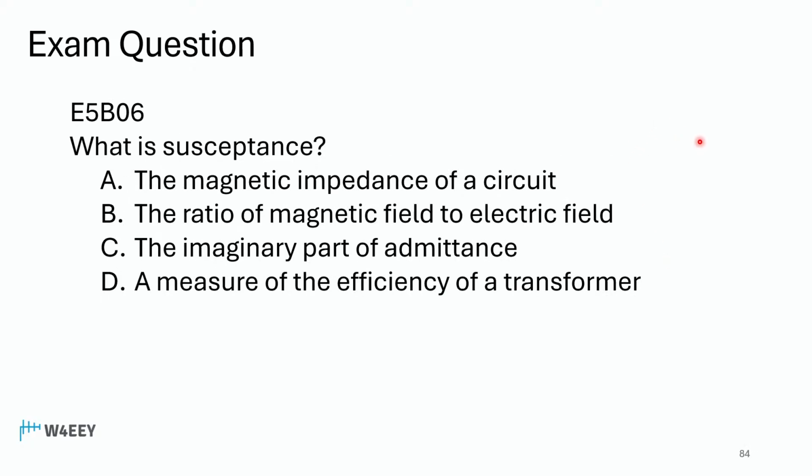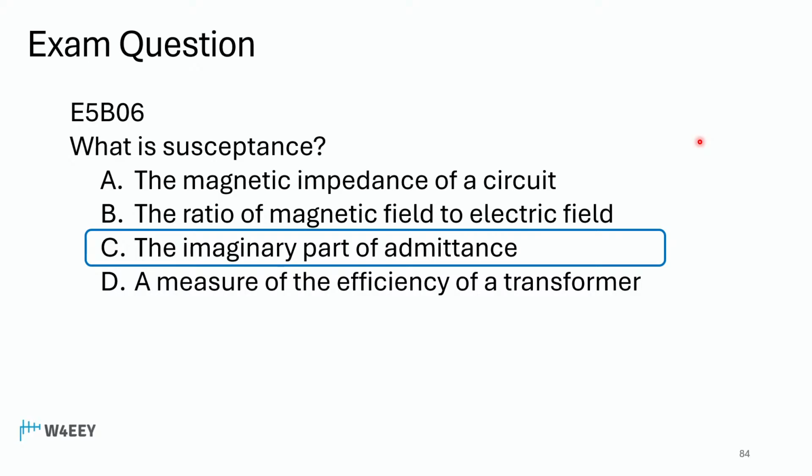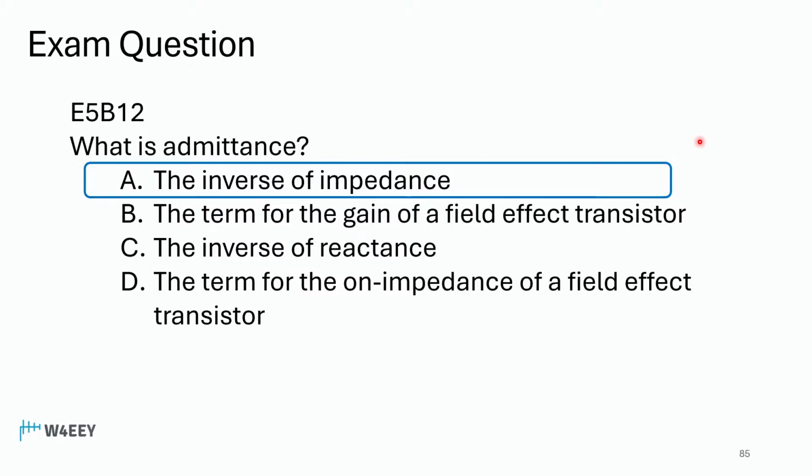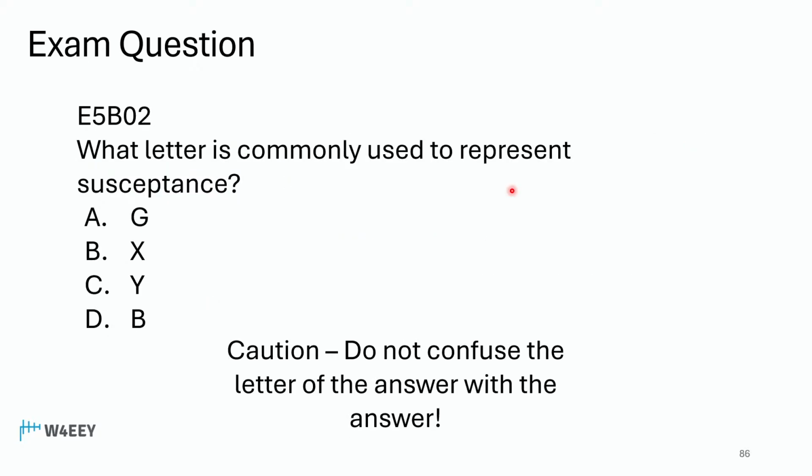What is susceptance? Harley, Bob is our imaginary friend. Yes. What is admittance? You associate Alpha, inverse of impedance, right? Yep. So if you can keep admittance and impedance associated, you know it's the inverse, and then hopefully it'll jump out at you. What letter is commonly used to represent susceptance?